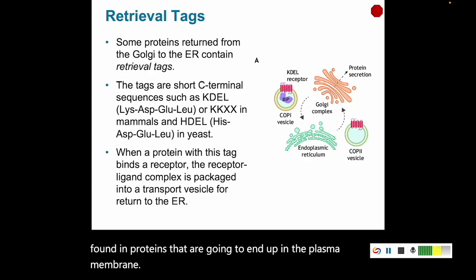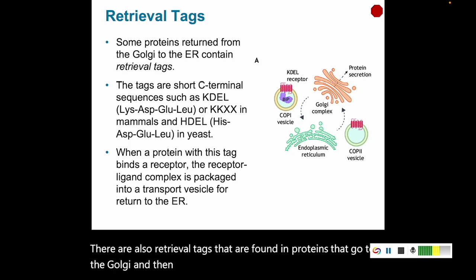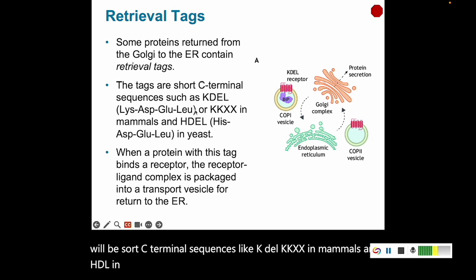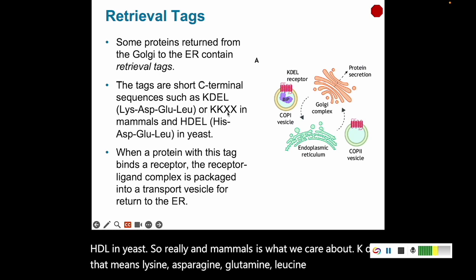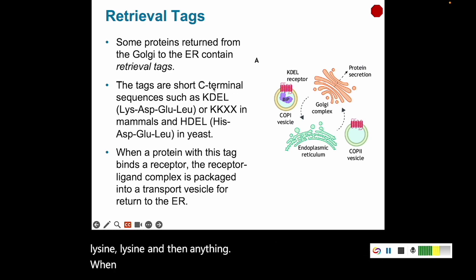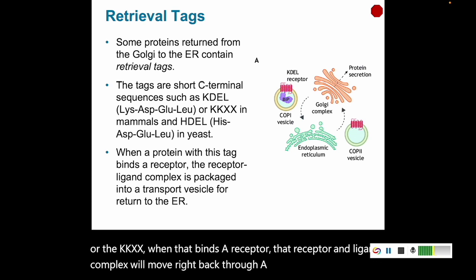There are also retrieval tags that are found in proteins that go to the Golgi and then get retrieved or brought back to the ER. They will be short C-terminal sequences like KDEL, KKXX in mammals, and HDEL in yeast. So really in mammals is what we care about. KDEL, that means lysine, aspartate, glutamate, leucine, or KKXX, which is lysine, lysine, and then anything. When there's a protein with this kind of tag, either one, the KDEL or the KKXX, when that binds to a receptor, that receptor and ligand complex will move right back through a transport vesicle back to the ER.